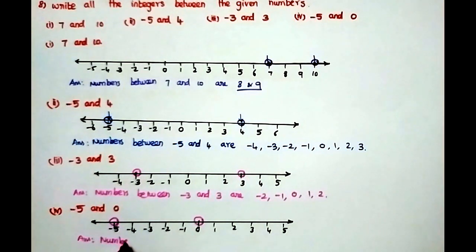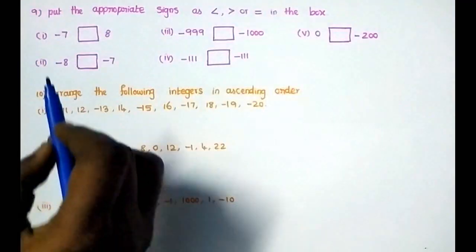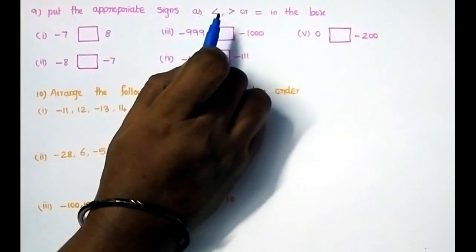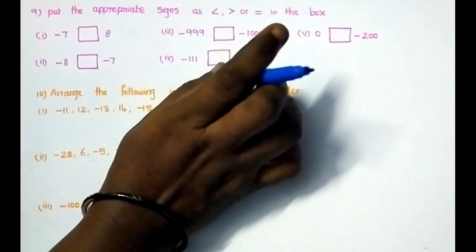Numbers between minus 5 and 0 are minus 4, minus 3, minus 2, minus 1. That is the answer. Ninth sum, put the appropriate signs as greater than or less than or equal in the box.